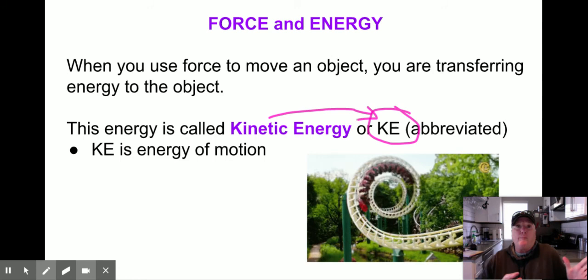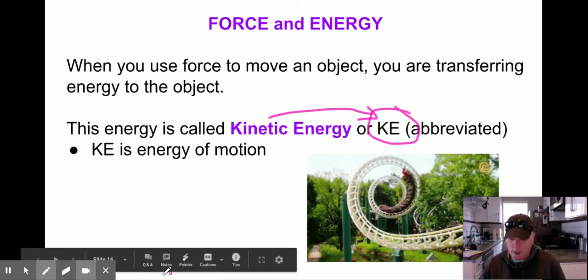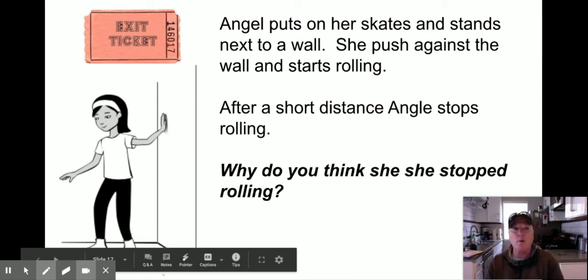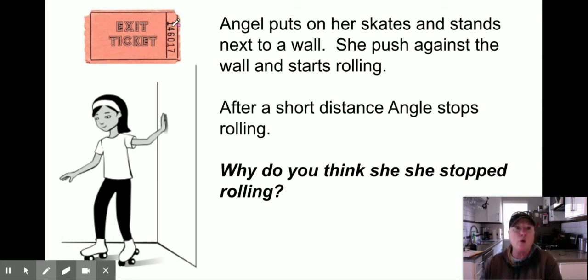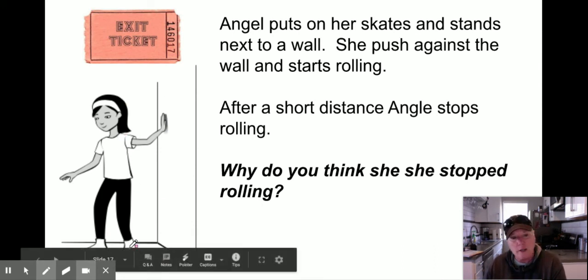This was just a preview, an introduction to what we're doing. I want you to do an exit ticket. You can put this in your notebook or not. Actually, you don't have to. This is basically an exit ticket for me. I want you to look at this scenario. You've got Angel here, and she's got on some skates.